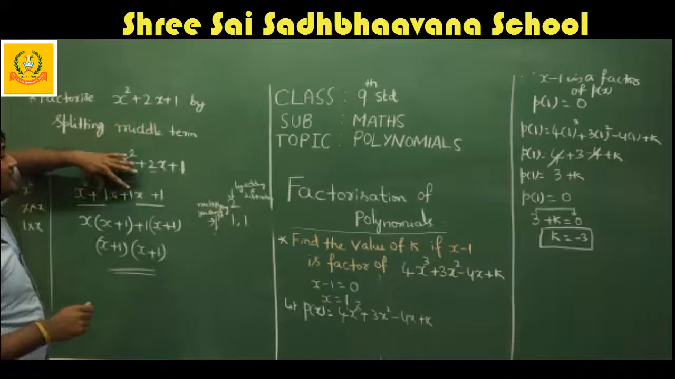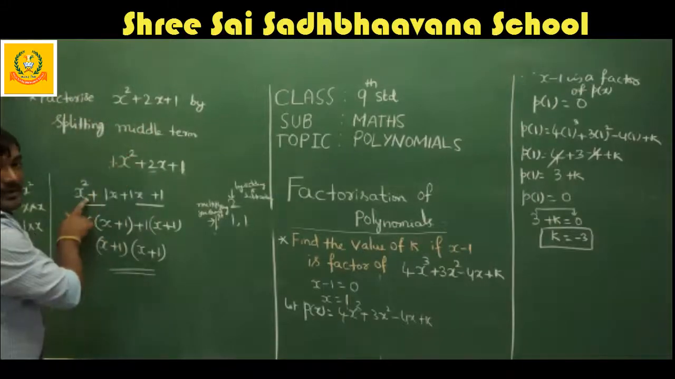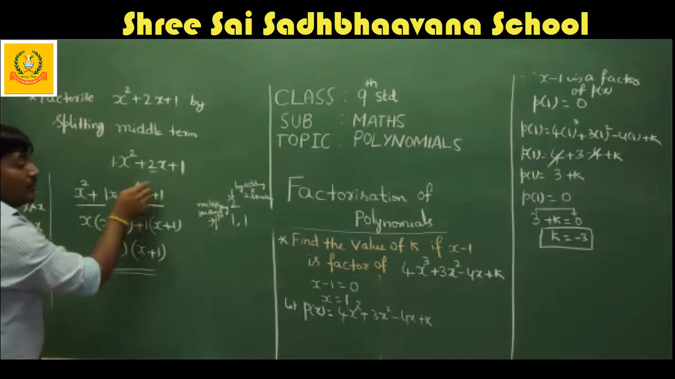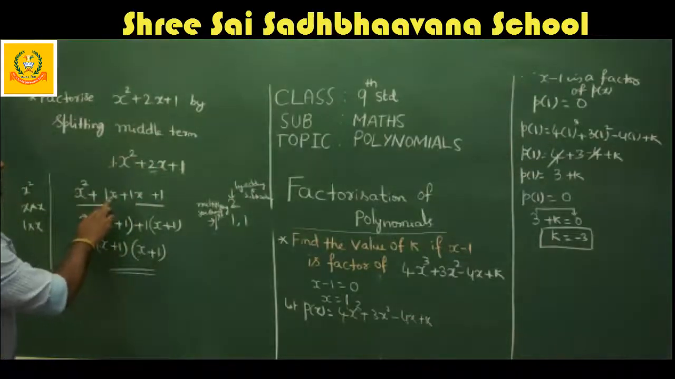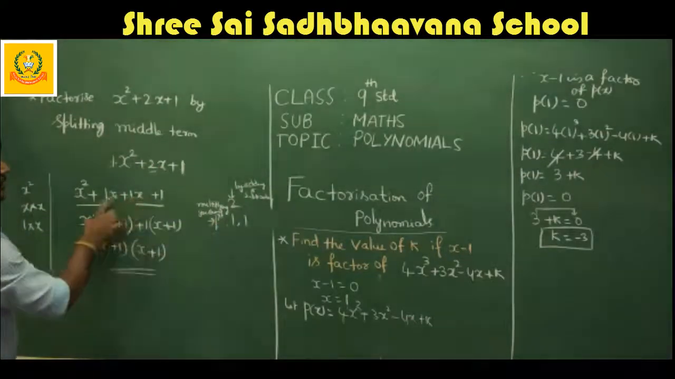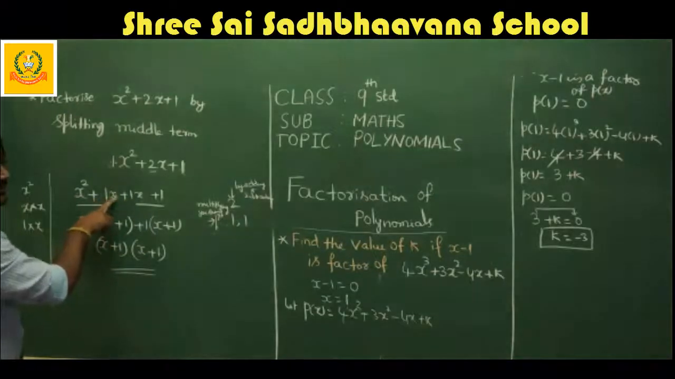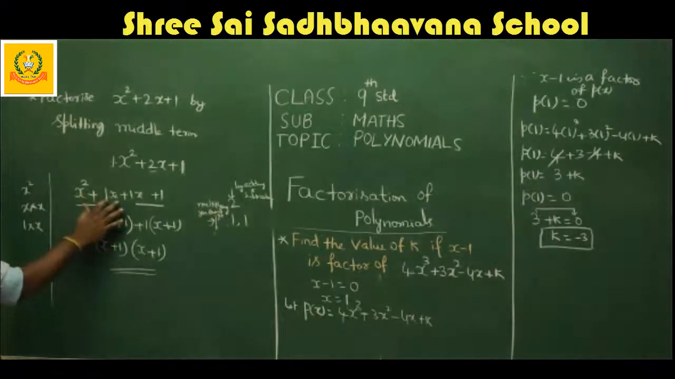So x square I am retaining as it is, 1 I am writing as it is. Only in the place of 2x I am writing 1x plus 1x. Whenever you are writing, just multiply with x. So here we got x square plus x. What is the first term? x square, which can be written as x into x. Correct? When I take one x out, you will be left with x. Similarly, in the 1x, if I take x out, you will be left with 1.